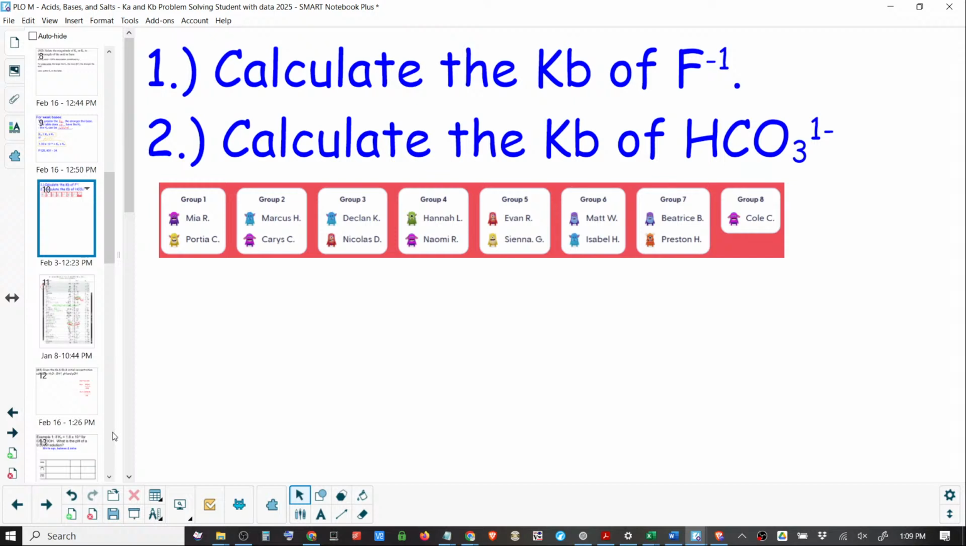Use 5.6 times 10 minus 11. The reason that's not right is you found it on the acid side. That was the KB for CO3 minus 2. You have to find it on the base side, because the base, you have to find it on the base side.